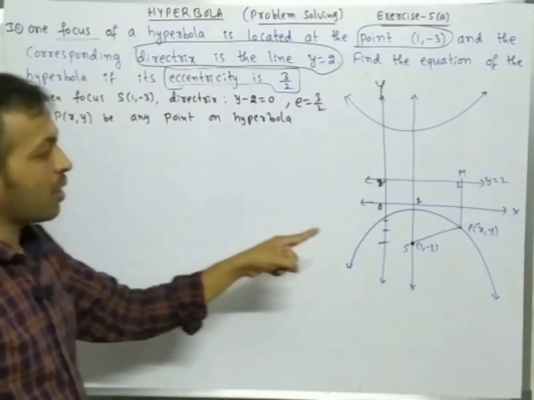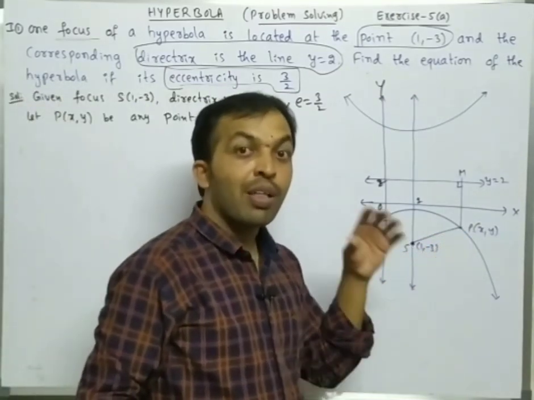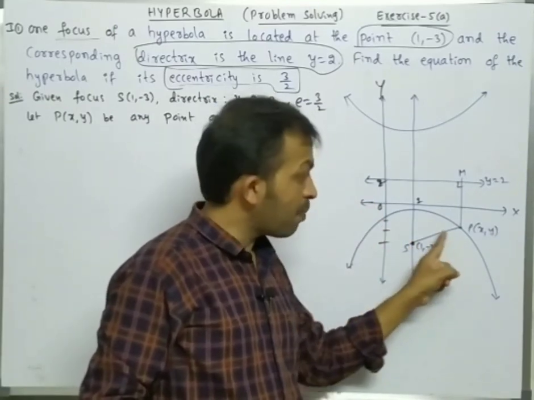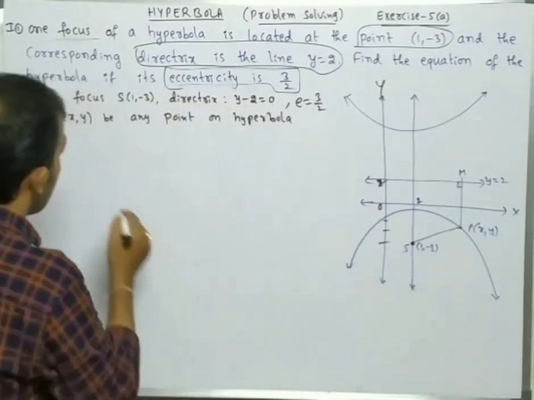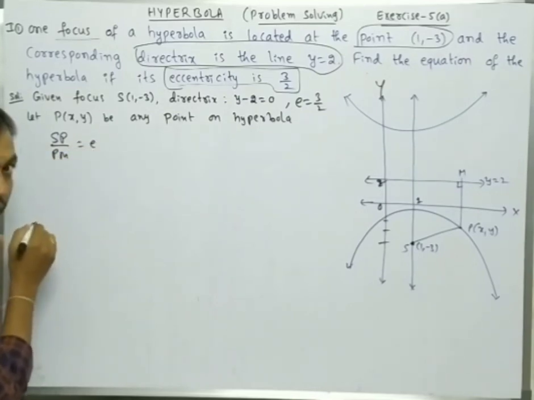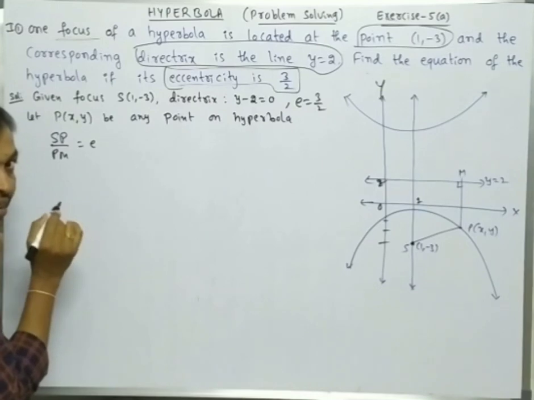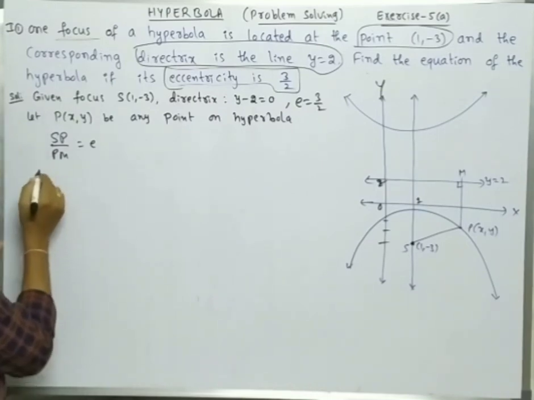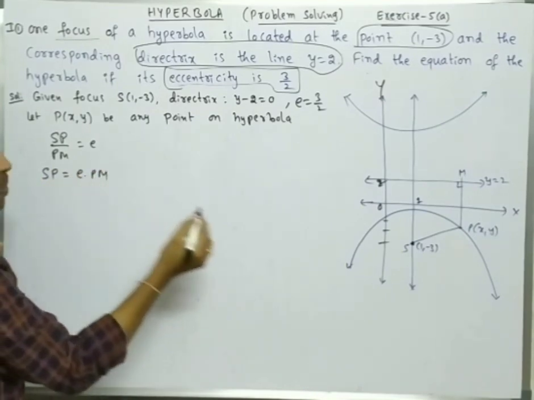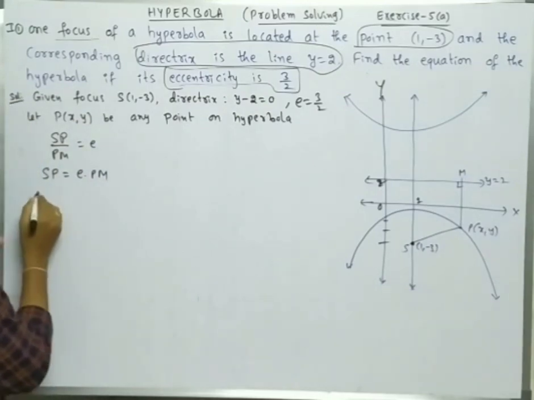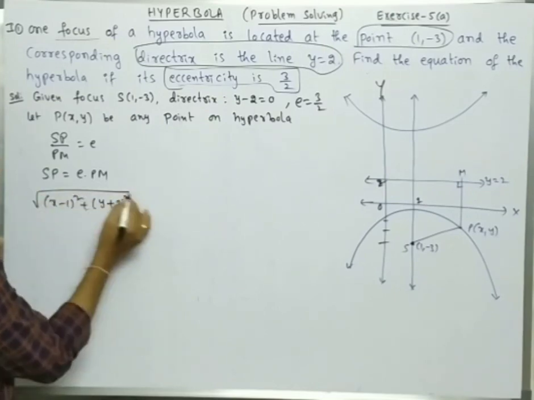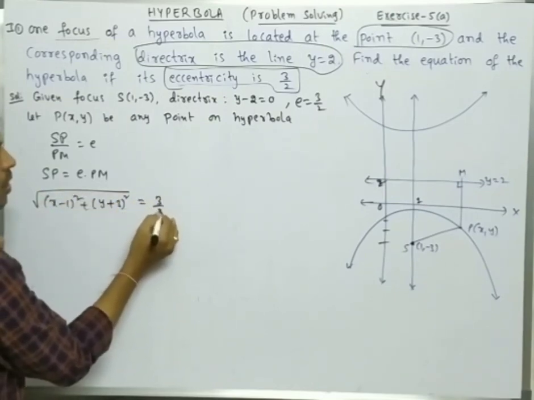Next, let P(x, y) be a point on the hyperbola. By the definition of the hyperbola, what is the definition? SP/PM = e. SP = e times PM. What is the value of e in a hyperbola? It is greater than 1, more than 1, an improper fraction, right? SP, the distance between focus and point, is under root of (x - 1) whole square plus (y + 3) whole square, equal to e, and the eccentricity is 3/2.